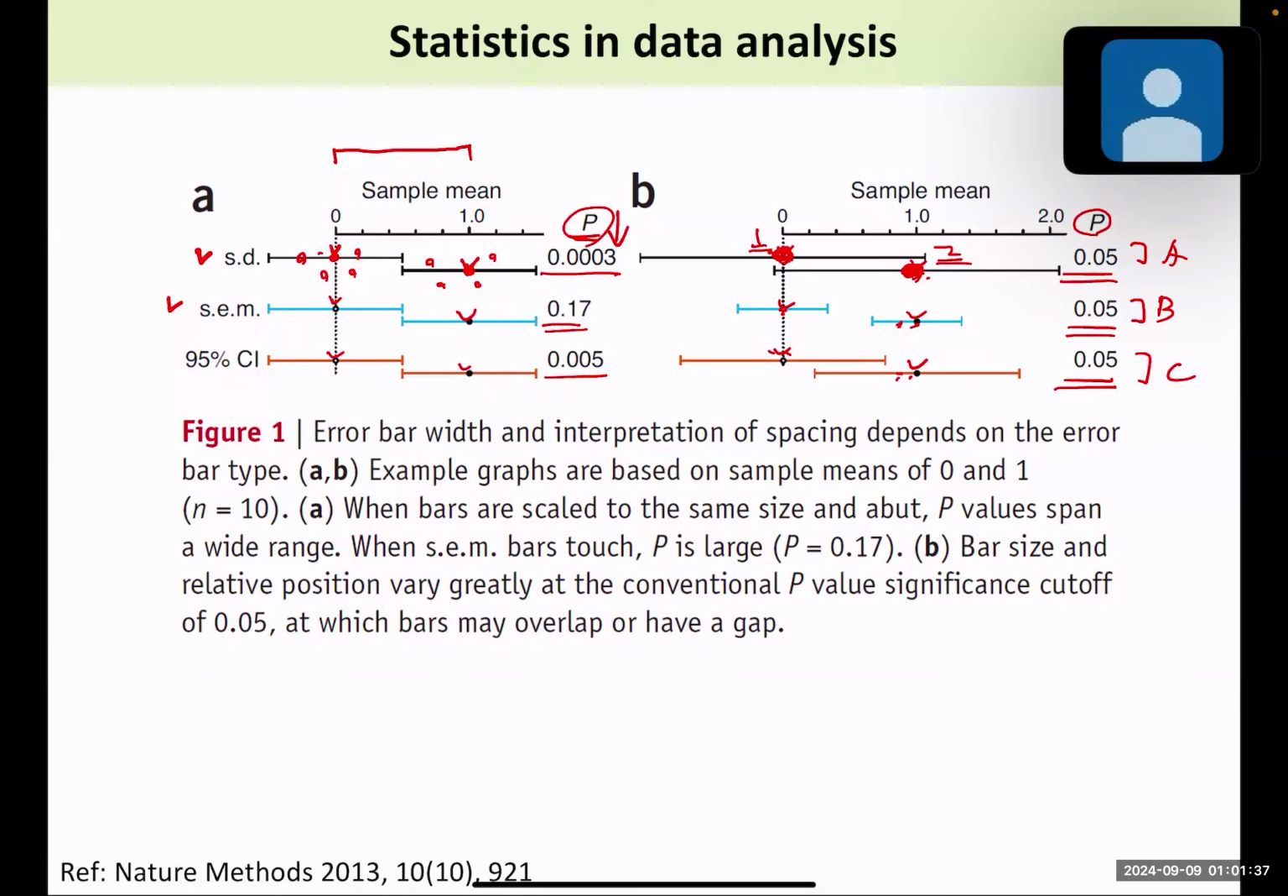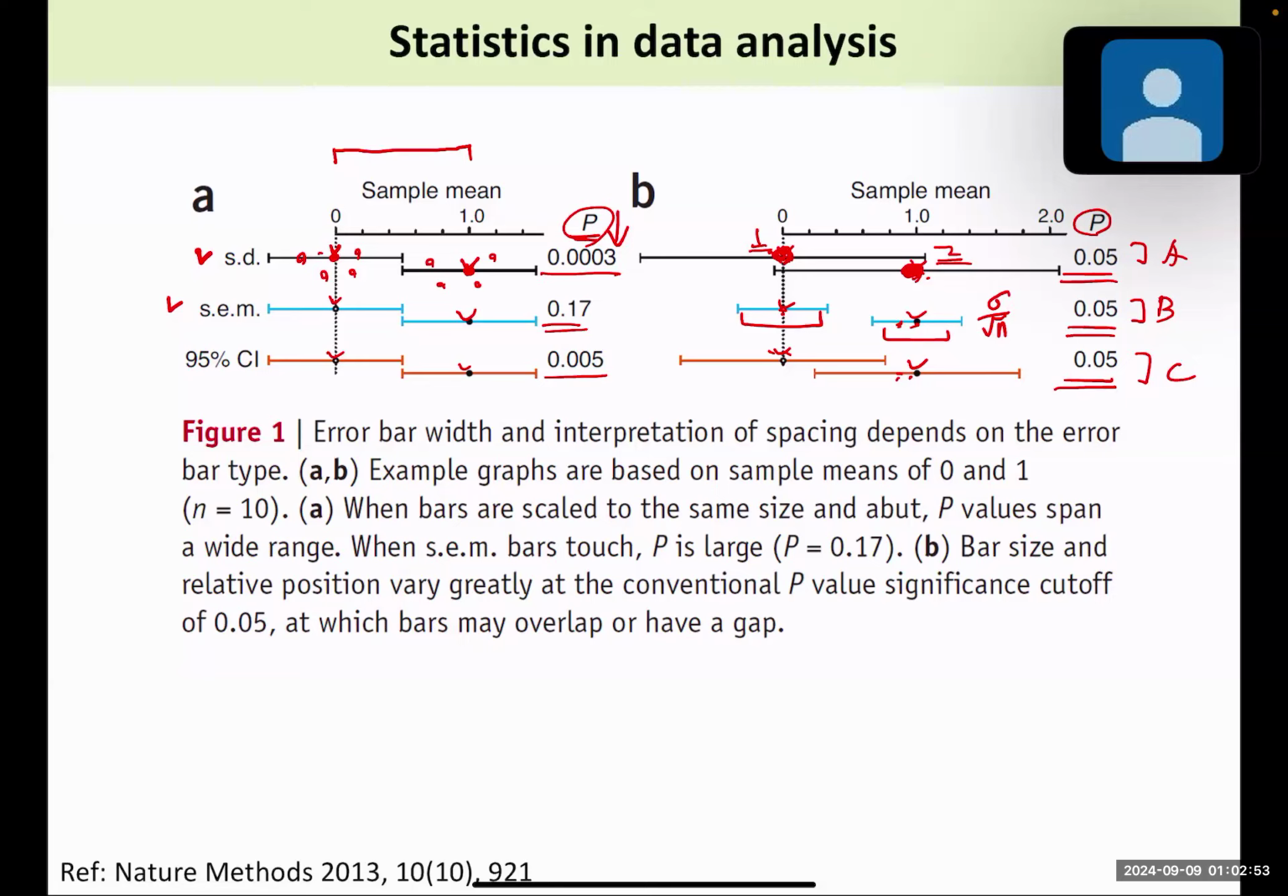So this means you shouldn't only compare the error bar sizes when you look at papers. You also need to take a look at whether the error bars represent standard deviation or standard error means or confidence interval. Because even if you're representing the same data sets, the error bar sizes will be different when you choose between those three.